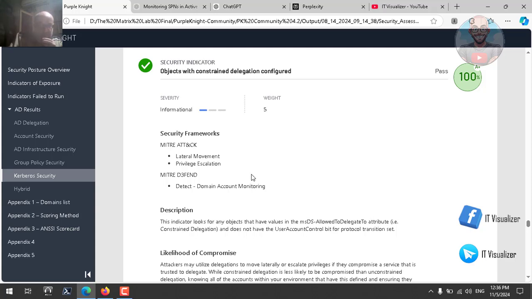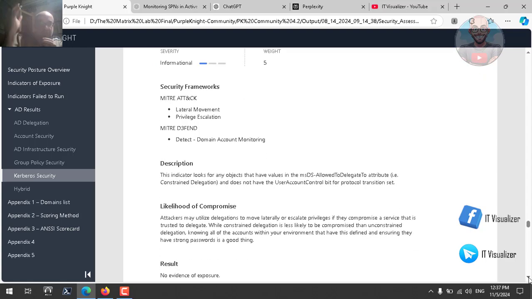So why is it seeking that? To make sure that you focus very carefully on these objects or these accounts, because if they are hacked, then a hacker can compromise your security in your domain. Attackers may utilize delegation to move laterally or escalate privileges if they compromise a service that is trusted to delegate. We have seen this here, for example, in our web server example. He can hack the web server and then use it to hack the database server attached to it. We know that the web server can take a ticket and use it on behalf of the user to access the database.